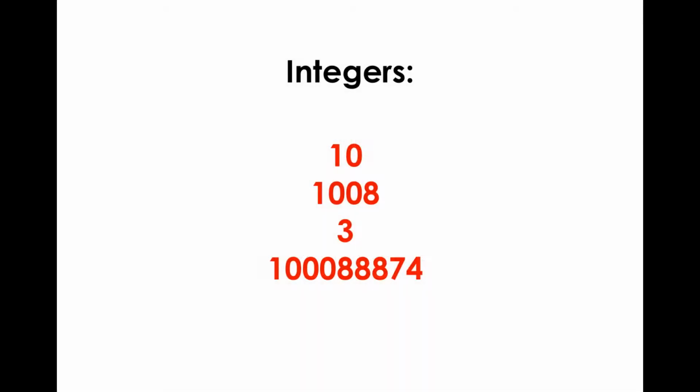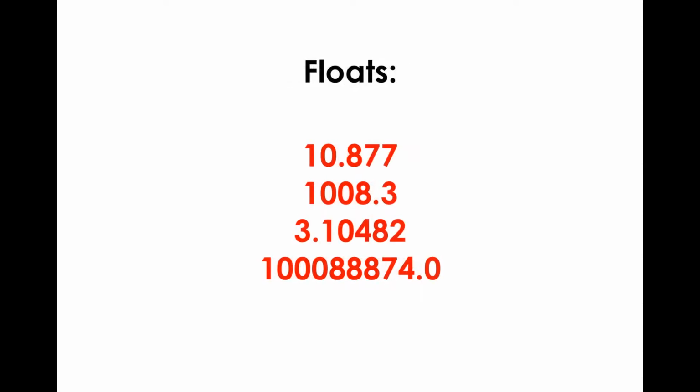In the last minute, we talked about integers, or ints, which are numbers without a decimal point. Well, the next data type is for numbers with a decimal point, and we call it the float. Here are some examples of floats.